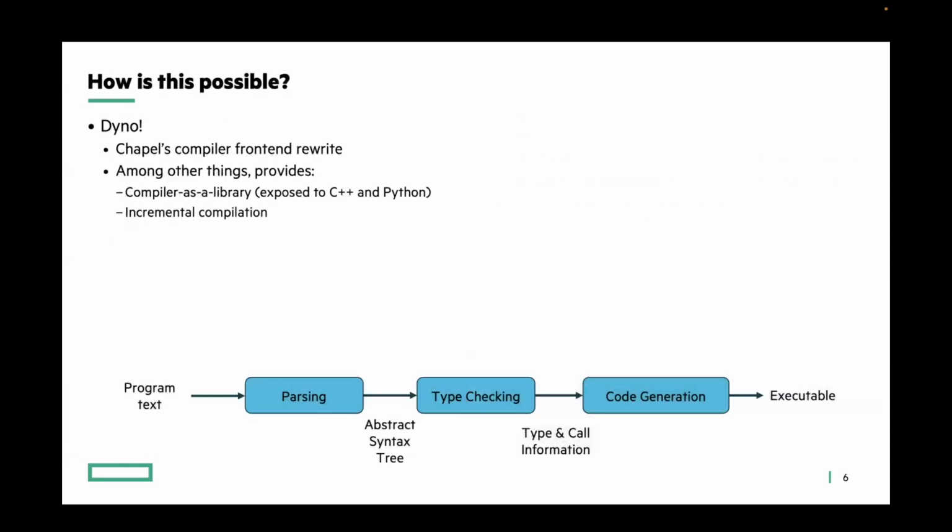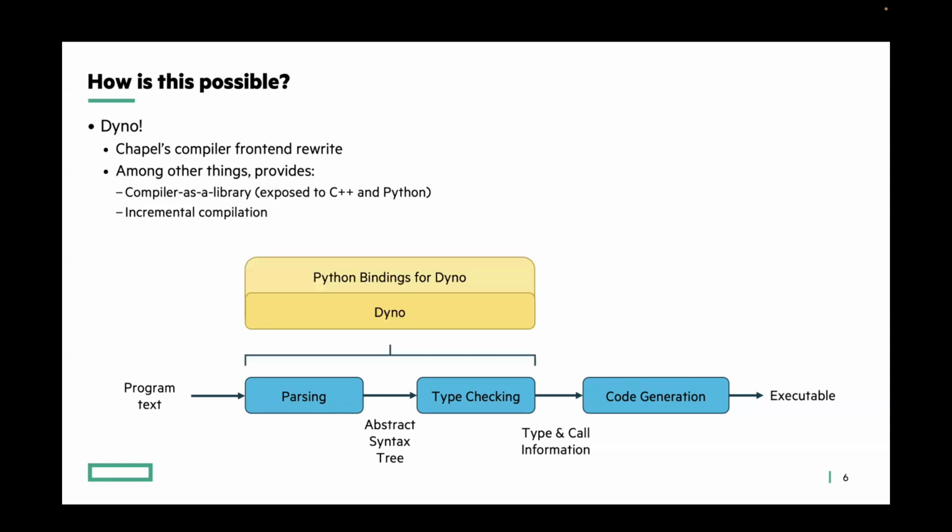So how is this all possible? I already mentioned Dyno. Dyno is Chapel's compiler front-end rewrite, and there's all kinds of goodness wrapped up in Dyno. But primarily, the two things that we care about for this work is the fact that it's a compiler as a library. So it is compiled into its own shared library, which means we can expose it to C++ as an external dependency. And we can use it from Python using some Python bindings that allow us to call into that C++ shared library.